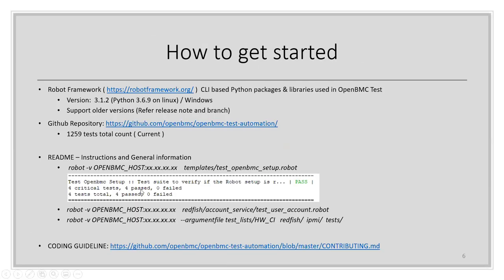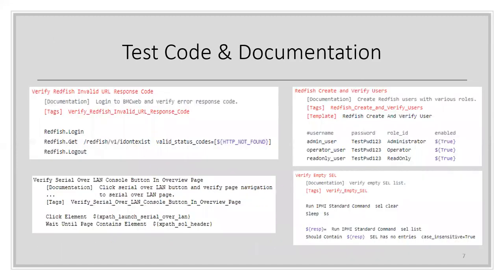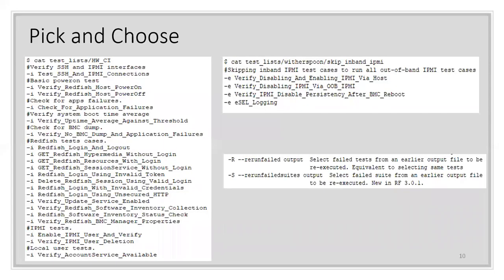Here, you can see the minus argument file. You can just point it to whatever file. It doesn't need to be in the test list. It can be anywhere in your sandbox where your test is running. So you can point to your own file and it will run it from there. This gives you the edge to create your own set of tests according to the system you have, the support you have, and the release that you have, right? So this gives you the edge to pick and choose.